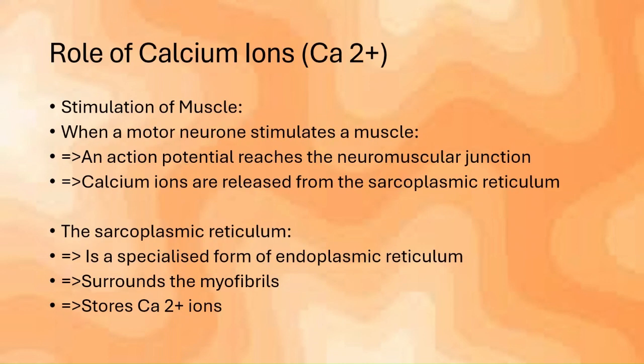So now to look at the role of calcium ions in the sliding filament theory. Looking at the stimulation of muscles, when a motor neuron stimulates a muscle, an action potential reaches the neuromuscular junction. The calcium ions are released from the sarcoplasmic reticulum. So what's the sarcoplasmic reticulum? It is a specialized form of the endoplasmic reticulum, and it surrounds the myofibrils and stores the calcium ions.